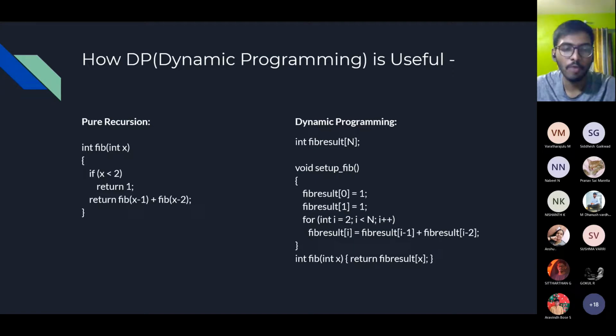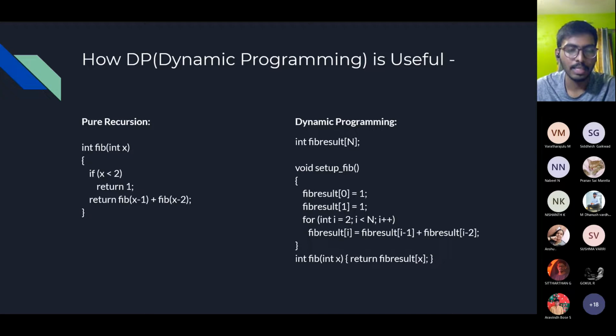The function is in the int form. Its data type is n. So the function first checks the input value: if it is lesser than 2, return 1, or else go to the return statement, fib x minus 1 plus fib x minus 2.